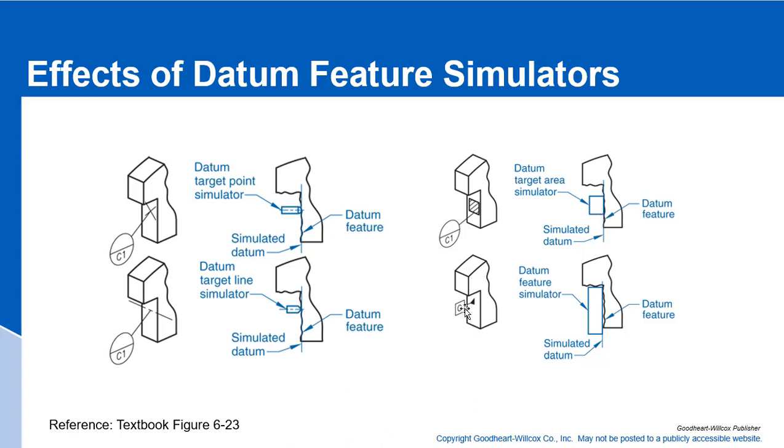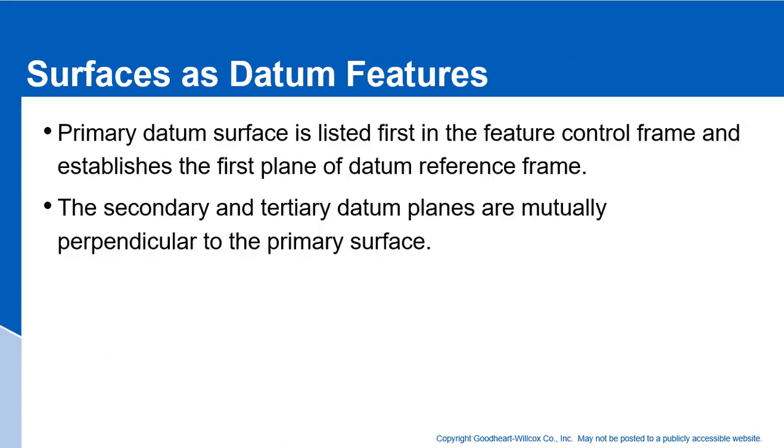Now, in this particular case, we named the whole surface over here as datum C, in which case we need a datum feature simulator to pick up that entire surface. So that's what that means. Surfaces as datum features.